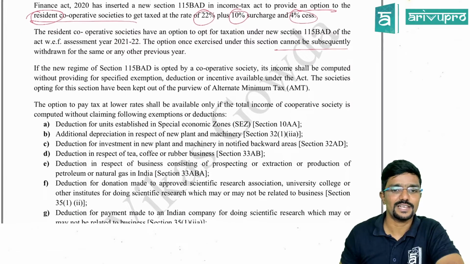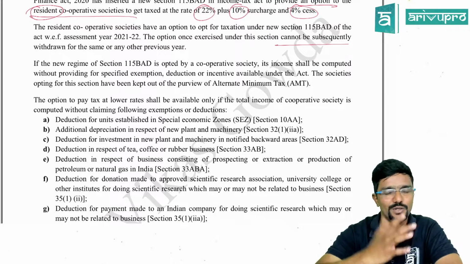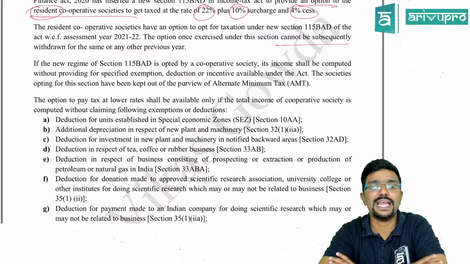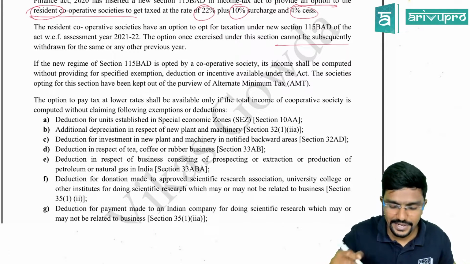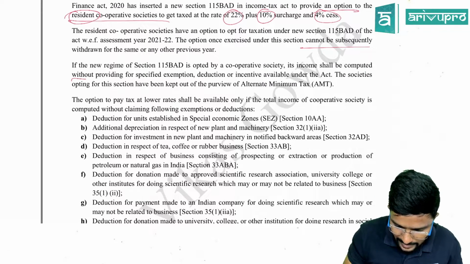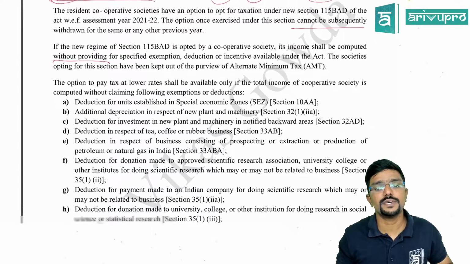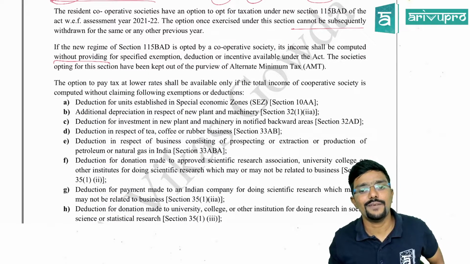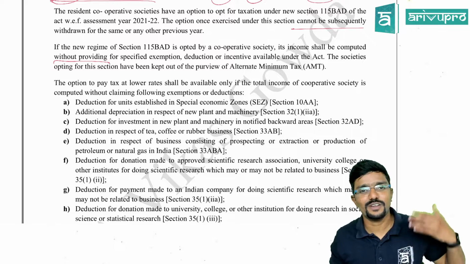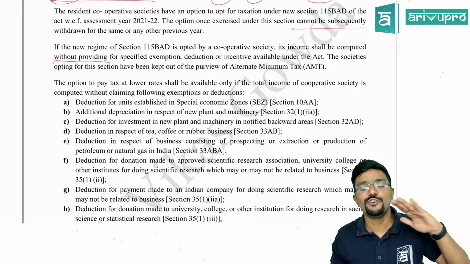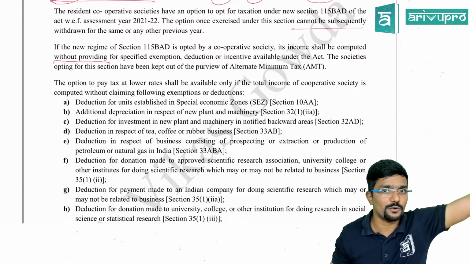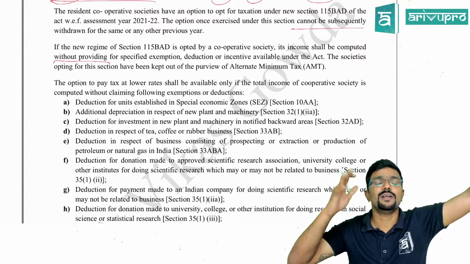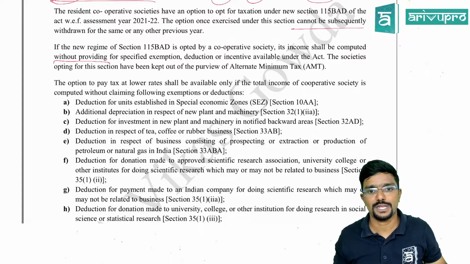Okay. Next, if the new regime or new scheme of section 115BAD is opted by a cooperative society, its income shall be computed without providing for specified exemptions, deductions or incentives available under the Act. So even for them, the few deductions and exemptions which are available for a cooperative society opting for the old scheme are not available if they opt for the new scheme.